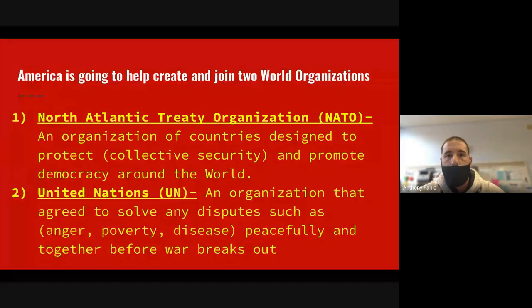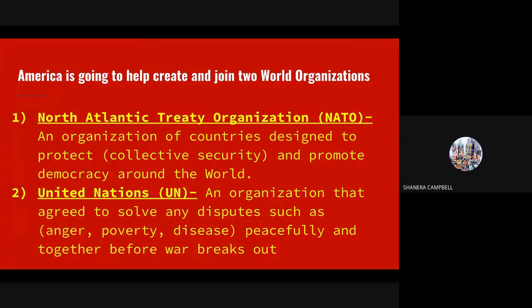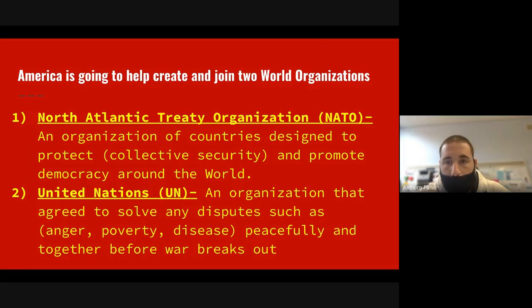I'm going to get a photo of the UN right now. Do you guys know where the United Nations is located in the United States? Because they're located all around the world. One is in Manhattan. Correct. Not too far from here. And you'll see things like this.